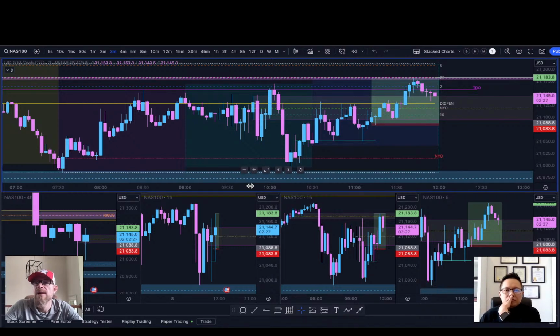We're at the halfway point of the 5 minute candle. We've mitigated internal POC. We tapped into the breaker, into the fair value gap.